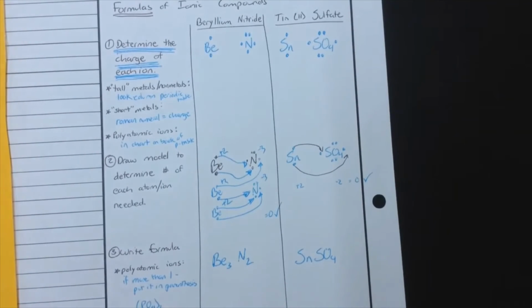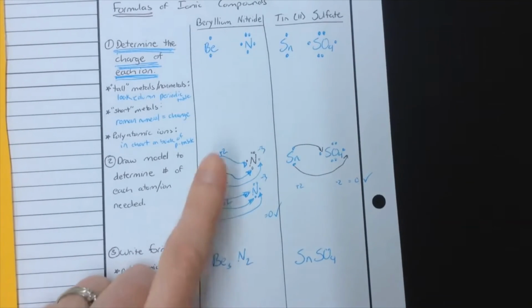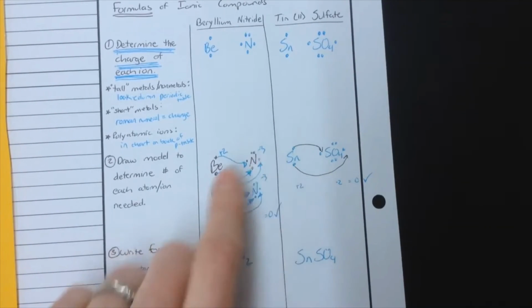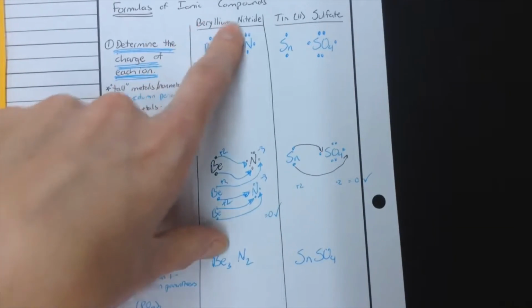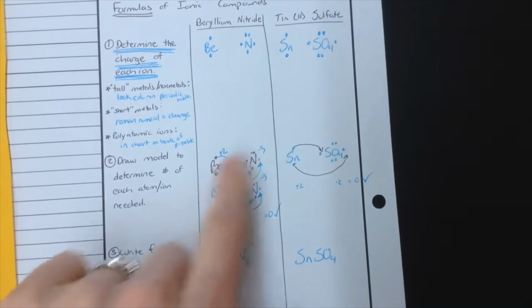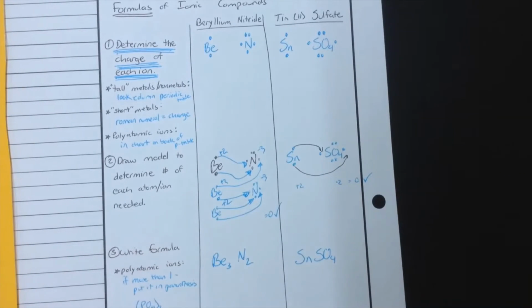Okay, so that's it. That's all you do there. Writing the formula for ionic compounds requires a little bit more work because you have to figure out how many of each. This is an absolutely necessary step. The name doesn't tell you anything about how many there are, so you have to figure that out to be able to write the formula correctly.